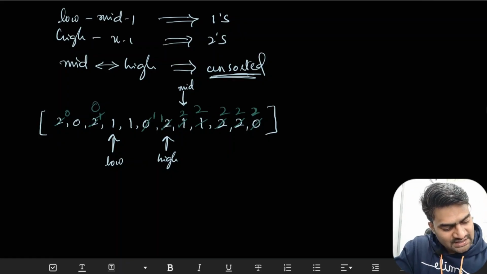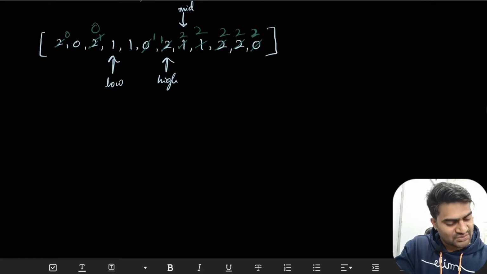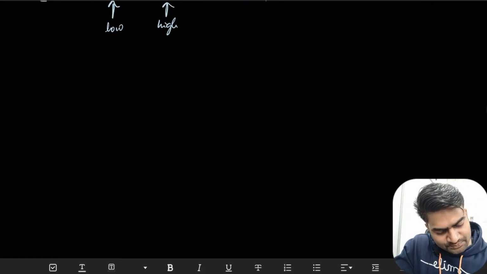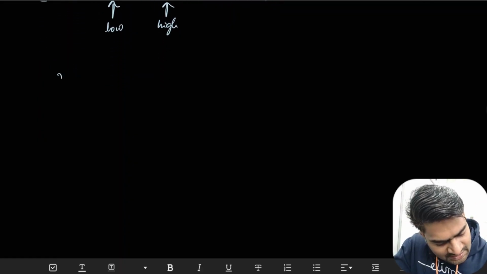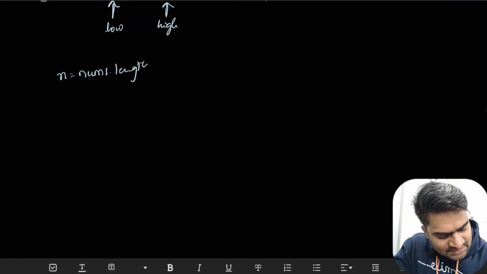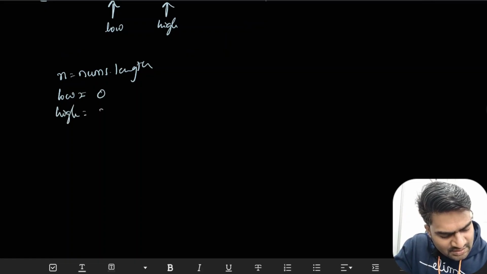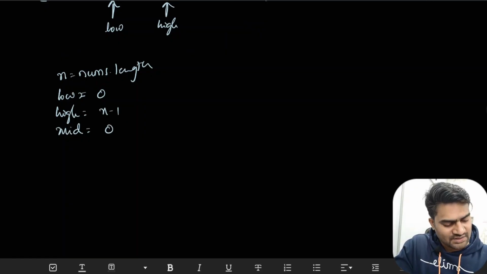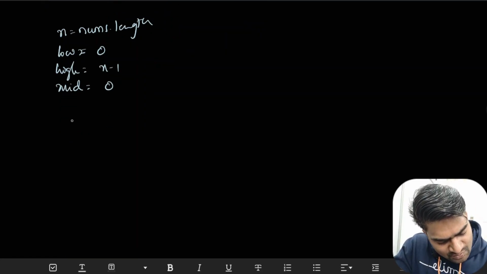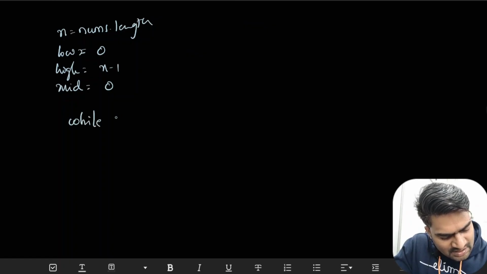Okay, with that, let us try to write the pseudocode for this one. So now n will be nums.length, our low will be 0, high will be n minus 1, and our mid will be 0 initially. These are our initializations.